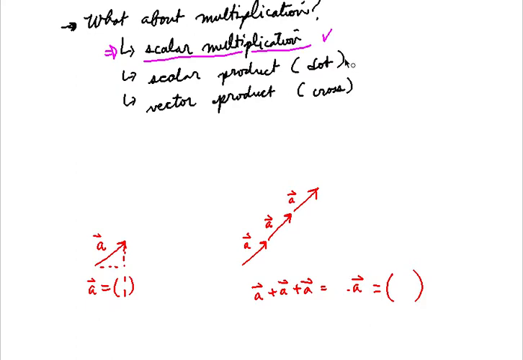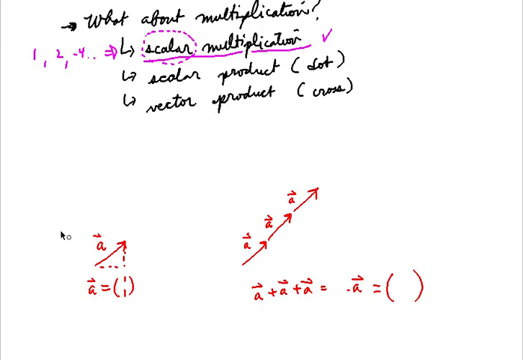What is scalar multiplication? Well, we know what scalar means. Scalar means a quantity that only has a size or a magnitude. It does not have a direction. So a number like 1 or 2 or -4, any of those are scalars.